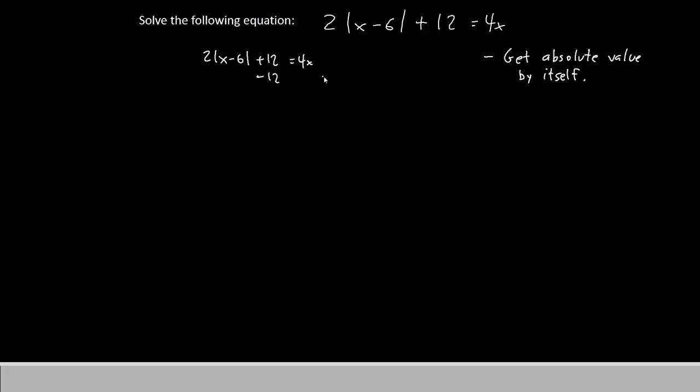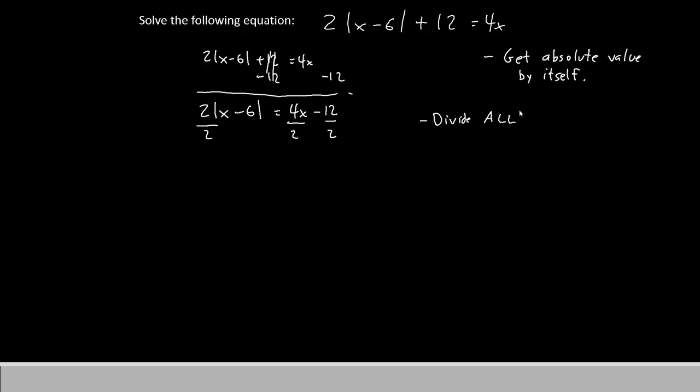I'll go ahead and rewrite our equation down here, and we'll start by subtracting the 12 to the other side. The 12 drops out, and we'll have 2 times absolute value of x minus 6 equals 4x minus 12. Then let's move the 2. Because the 2 is multiplied, we will divide every term by 2. But make sure that you divide every term. If you miss one, you're going to go on the wrong path very quickly.